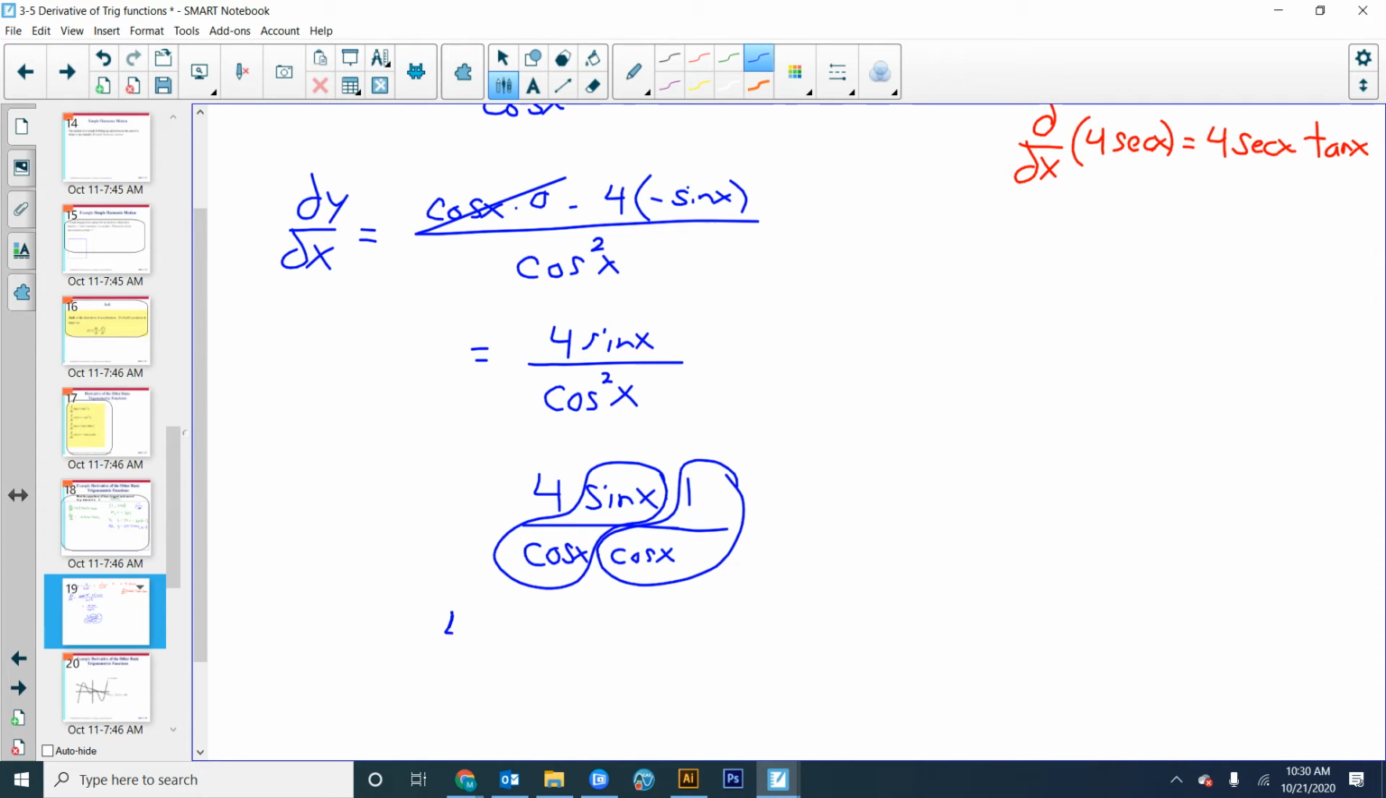So I have a 4. A sine of x over a cosine of x is a tangent of x in the top or bottom? Top, right? And a 1 over cosine of x is a secant of x. Isn't math beautiful? Come on, that's kind of neat how it worked out both ways. The identities.